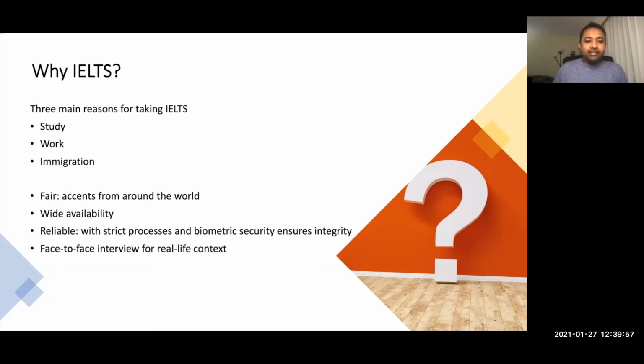We do the IELTS test because it's fair. We have accents from around the world, and it's widely available. We just saw that there are test centers in pretty much every major city in the world. It's available throughout the year. It's also reliable because the IELTS test follows a very strict process, and there's also biometric security that ensures integrity of the test. There's a face-to-face interview for a real-life context. You get to speak to a live person and not a computer like a few other tests.